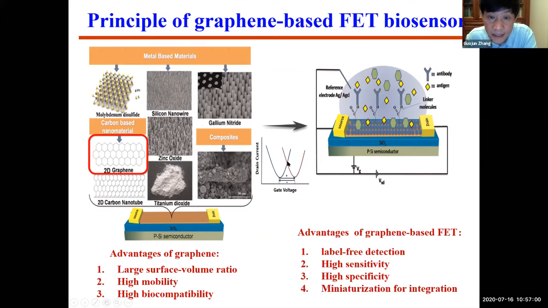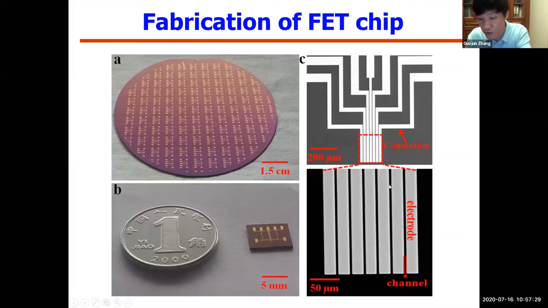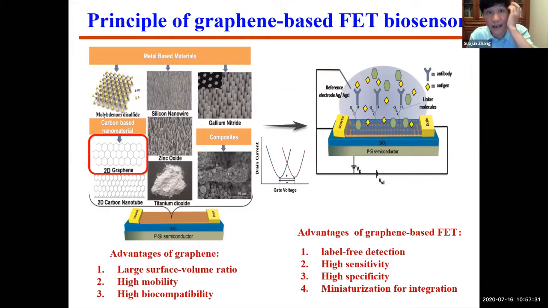This is a typical ambipolar curve. Before and after the antibody-antigen interaction, the gate voltage can shift. This means the information of the antibody-antigen interaction can be changed into an electrical signal. So this is the principle of the graphene-based FET biosensor.